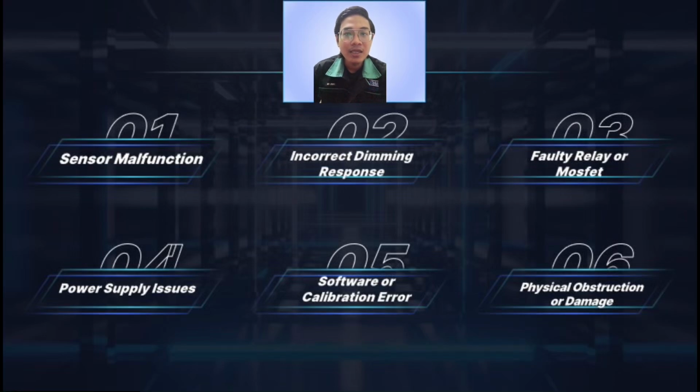And the last problem is physical obstruction or damage. Issue: dirt or physical damage interferes with operation. How to fix? Clean the sensor and headlight, inspect for cracks, and replace damaged parts.